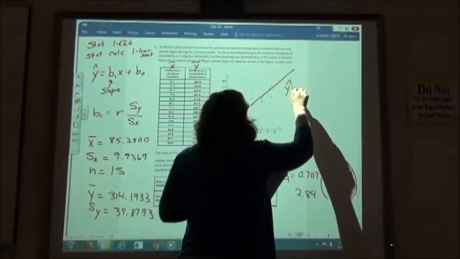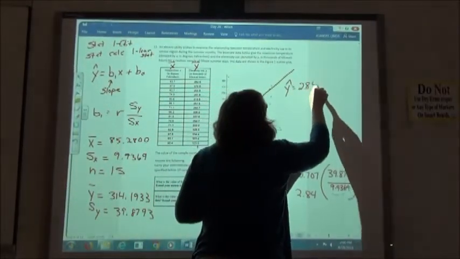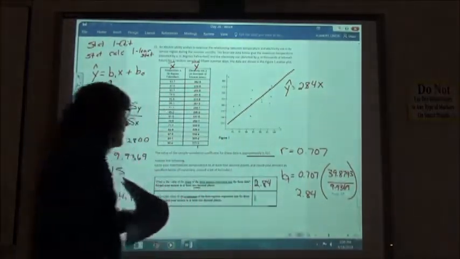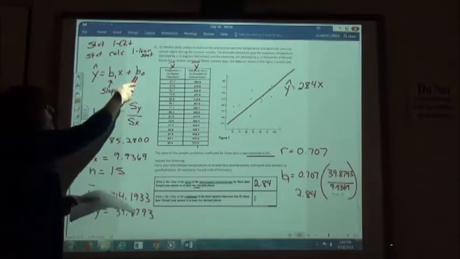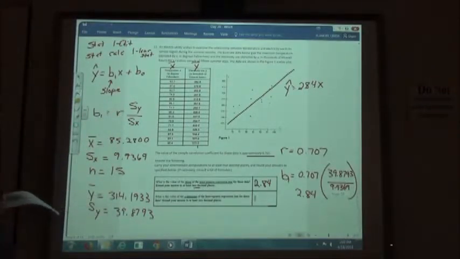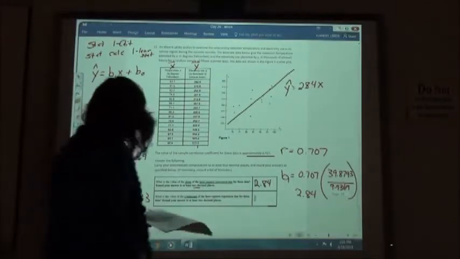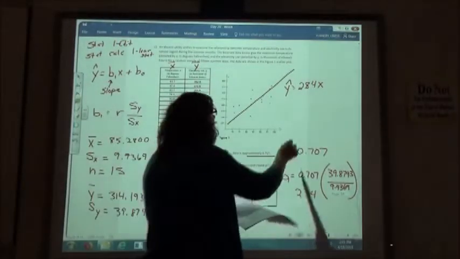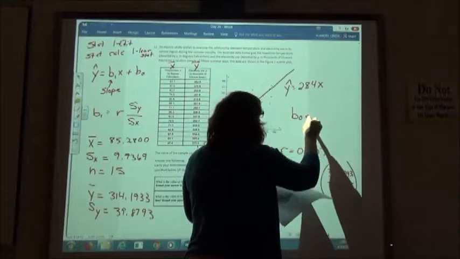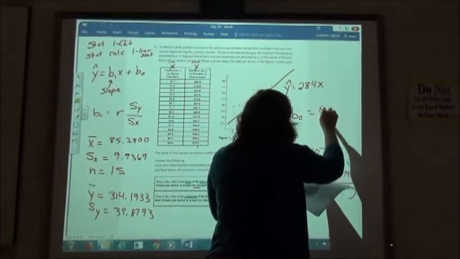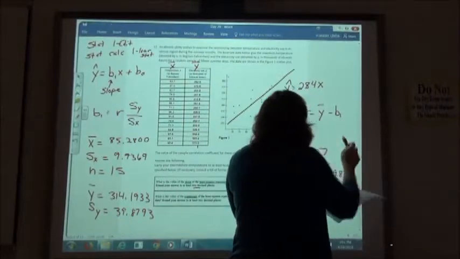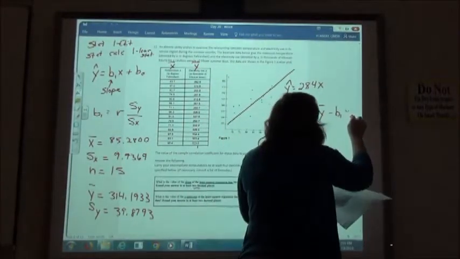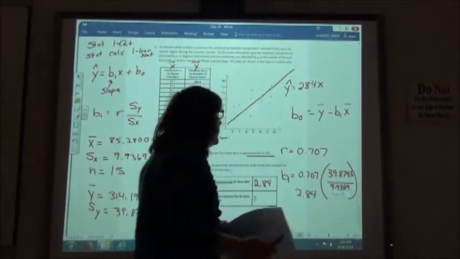So y hat would equal 2.84x. Now you're going to find the value for the b sub 0. The b sub 0 is your y-intercept of that line. The formula to find b sub 0, I'm going to write it over here, is the mean of y minus b1, which is your slope, times the mean of x.